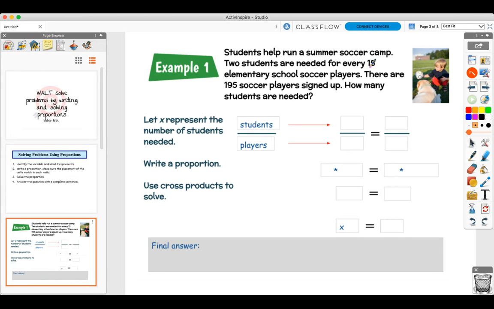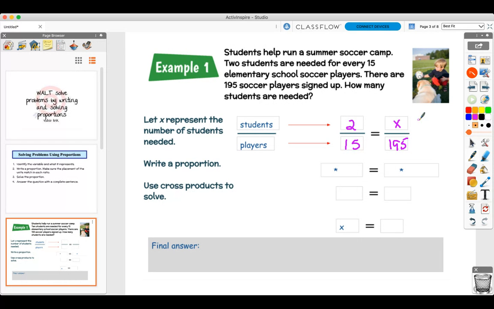So it's telling you that 2 students are needed for every 15 elementary school soccer players. So this is going to have 2 on top because that's where the students are. And the players are on the bottom, which is 15. That equals X, which represents the number of students needed, so that's going to go on top. And let's just check. There are 195 soccer players signed up. The soccer players are on the bottom, so this makes sense.